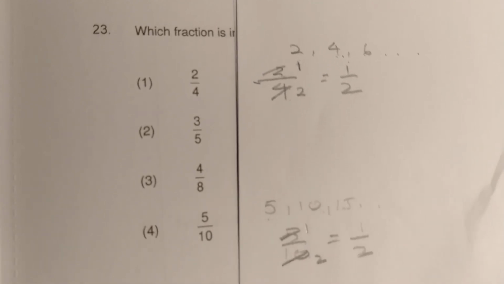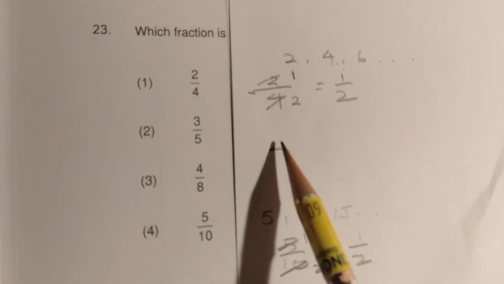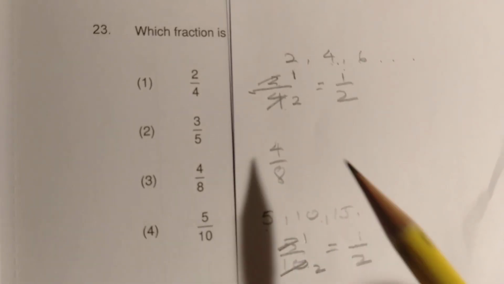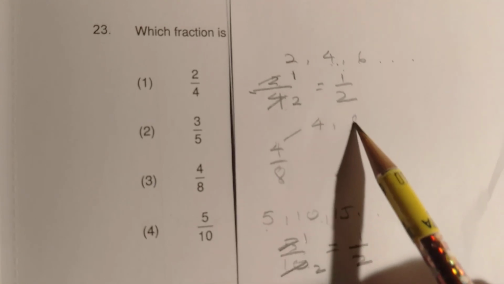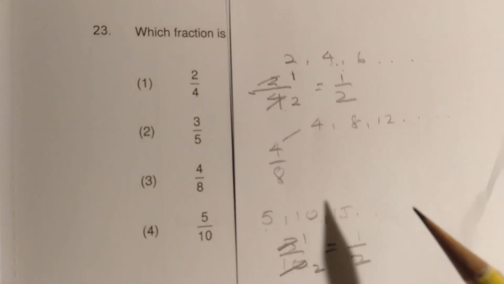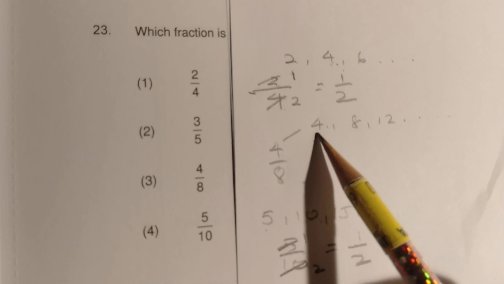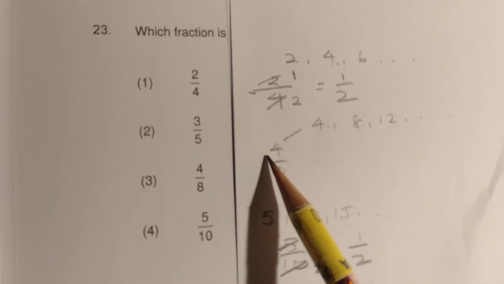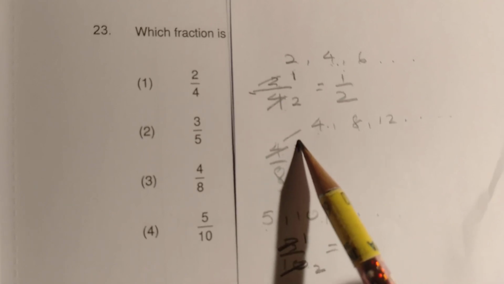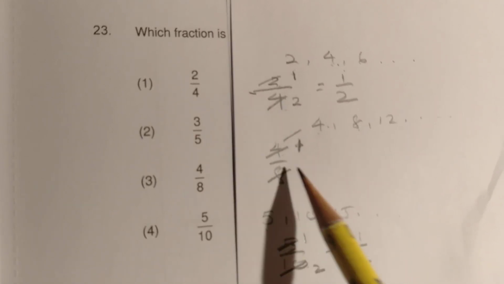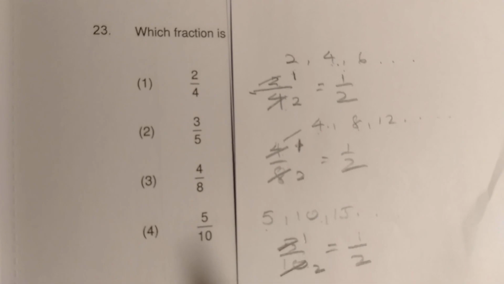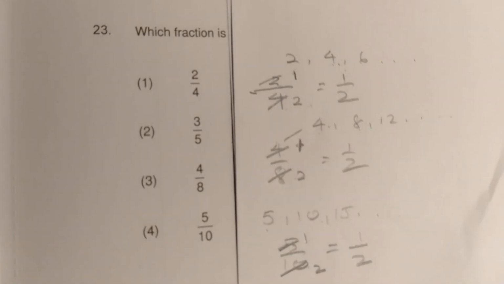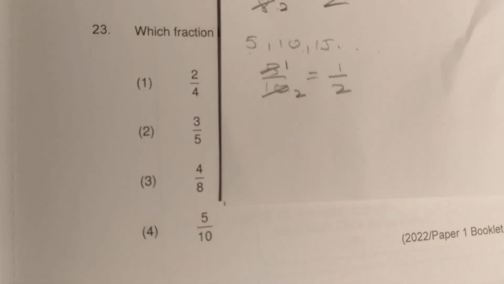Next one, let's look at 4/8. Now, which times table should I look at? Good. I look at the 4 times table. You can tell 4 is in this 4 times table and 8 is in this 4 times table. I can divide 4 by 4, I get 1. I can divide 8 by 4, I get 2. I can still get a half. So these three are not the simplest form. The answer clearly is 3/5.